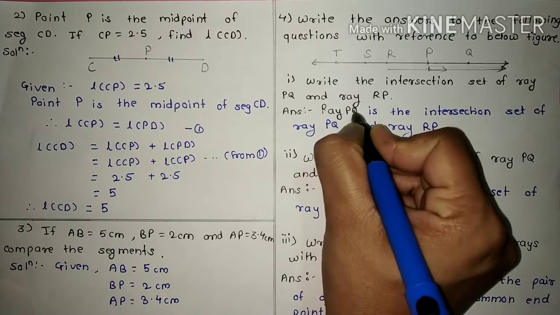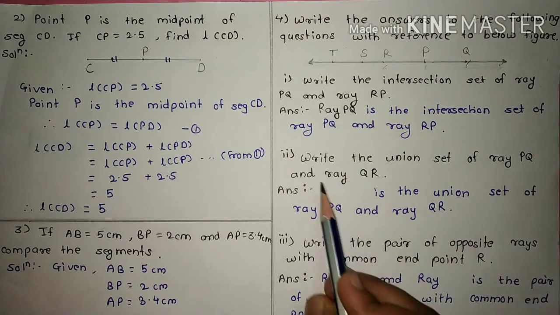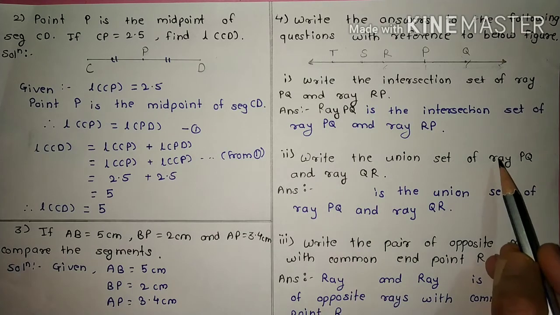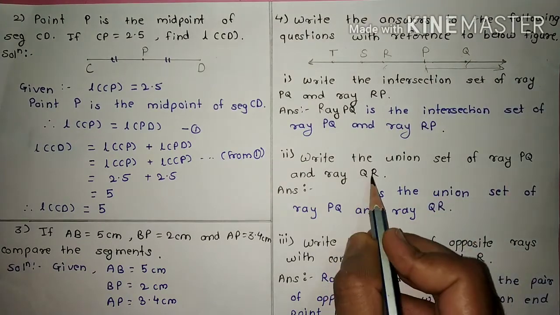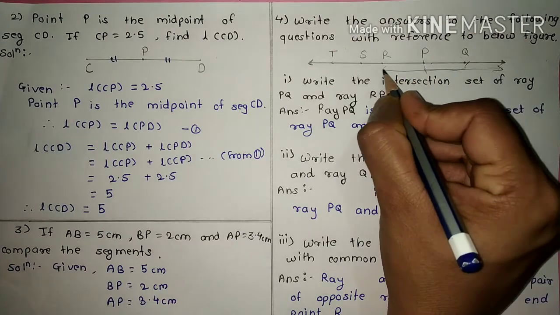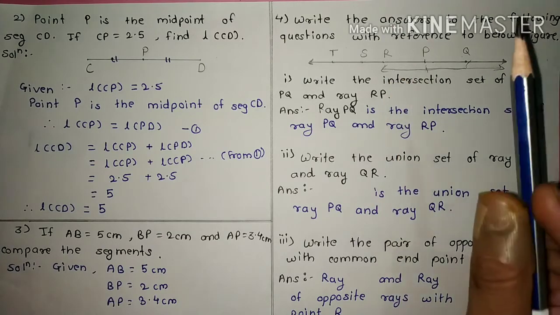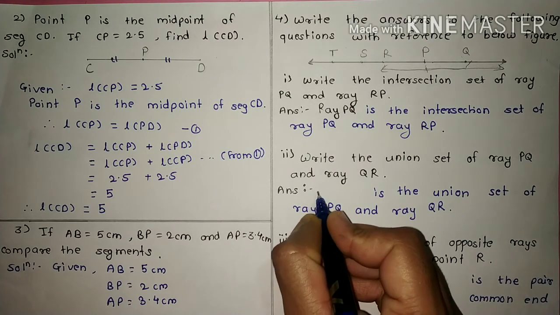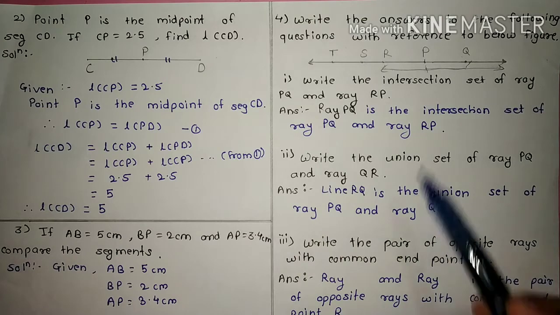Second question. Write the union set of ray PQ and ray QR. Union means combine all points. Ray PQ means this ray, and ray QR means this ray. Here we combine these two rays, then we get line RQ. Therefore, the union set of ray PQ and ray QR is line RQ, or line PQ.